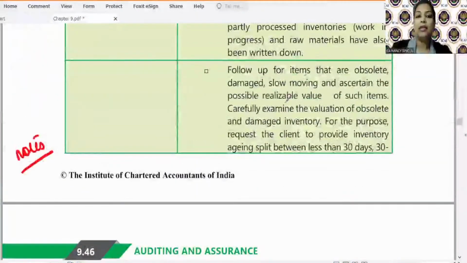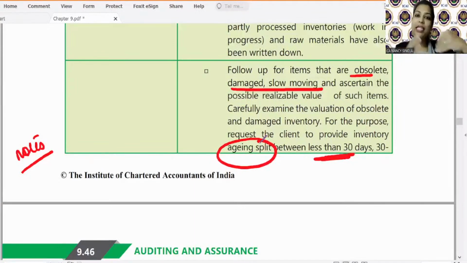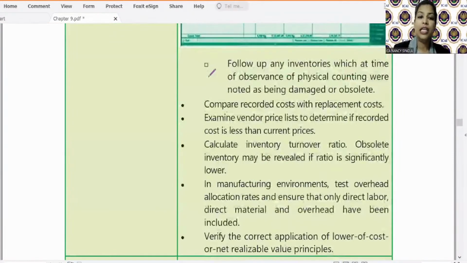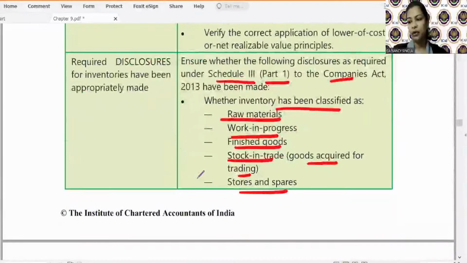Okay? And if you can see with respect to the damaged, slow moving goods, the auditor will consider what? The aging split. Aging split is what? Age wise, how old the inventory is. If some inventory is lying for a very long period, then what is the reason? Is it slow moving? Is it obsolete? Right? So the auditor will consider all that. Okay? So it is mentioned here. In case of the obsolete, the damaged goods, follow up any inventories which are obsolete or damaged, right? Inventory turnover ratio, only direct cost will come, right? All that we have already done.